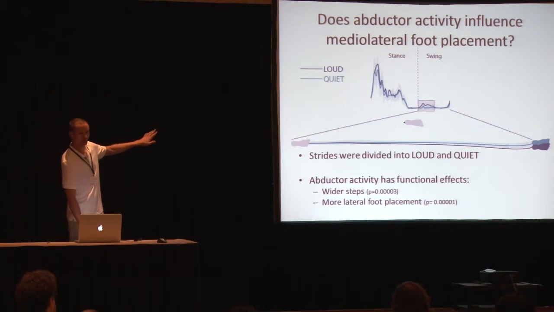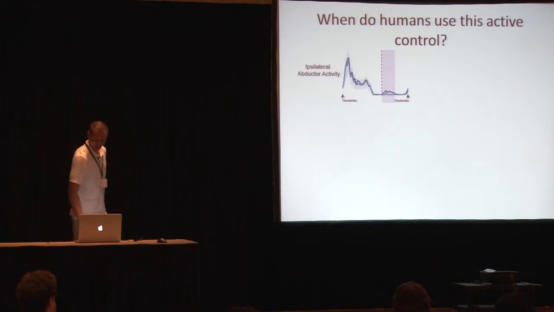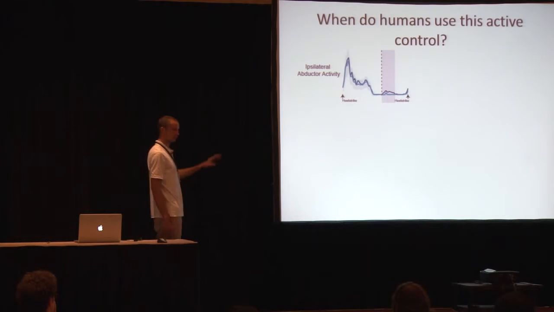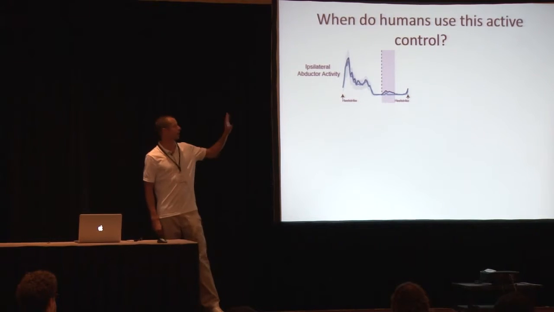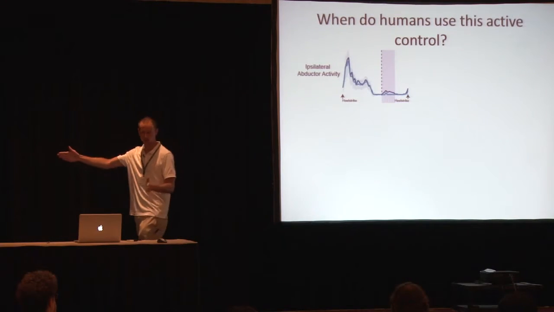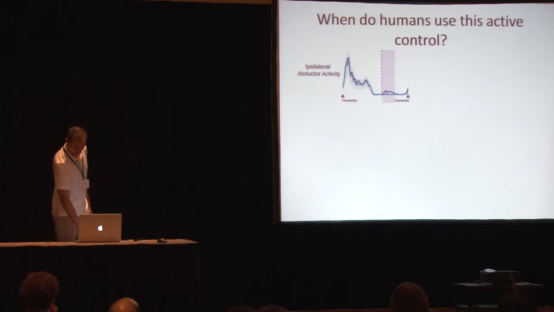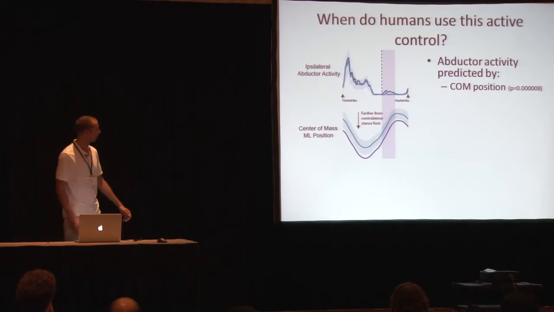Okay, great. So this muscle activity does something. That's good. But we wanted to see when people decided that they should actually use this active control. When would it be a good idea to actually activate this muscle and maybe move the leg a little bit more laterally? So we used a similar strategy, divided up in quiet and loud.